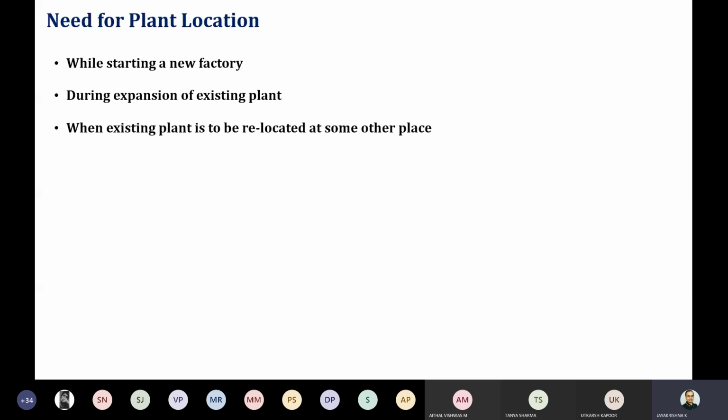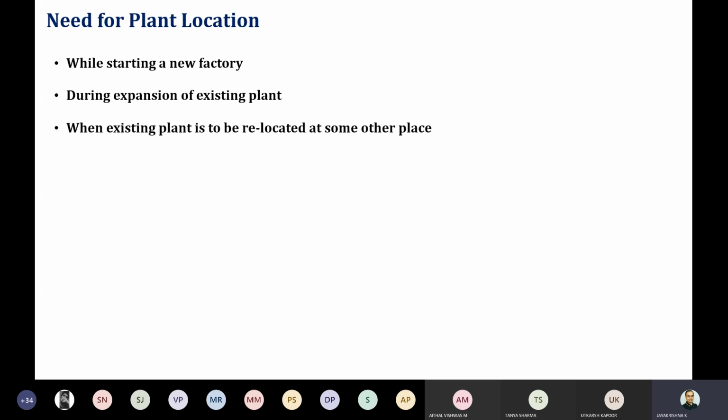Normally, when we want to start a factory or expand our existing facility, we go looking for a new plant. Here, plant means the site, the location where you are going to start your company. Sometimes you may also want to relocate your company. So in these three cases, we'll be looking for a plant location.